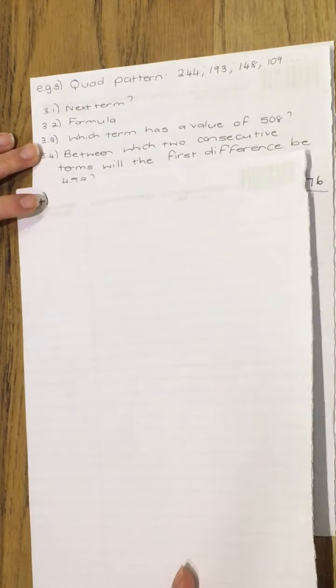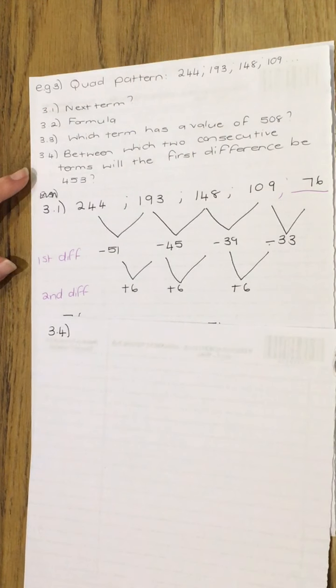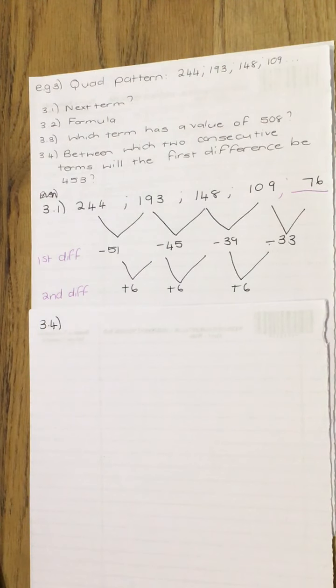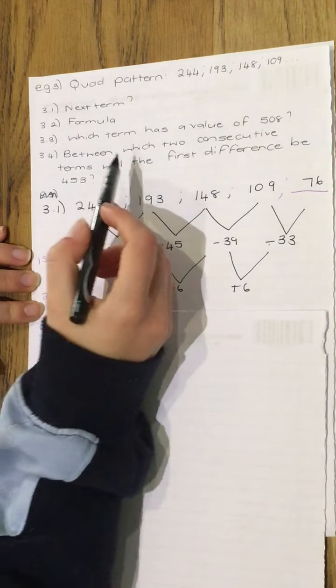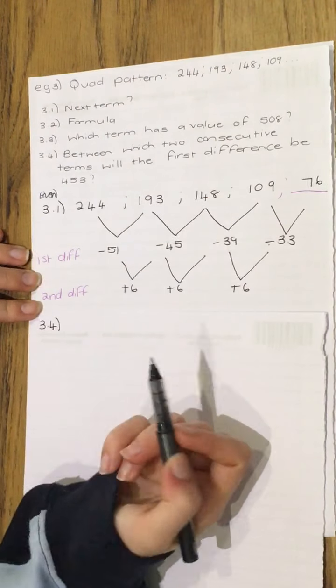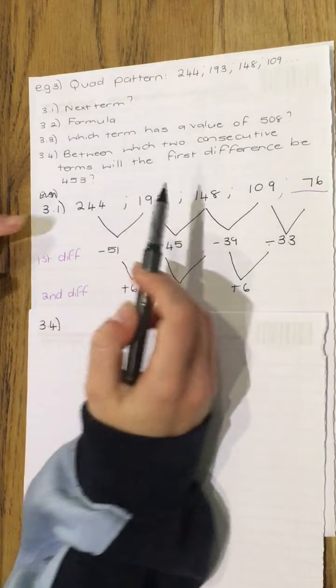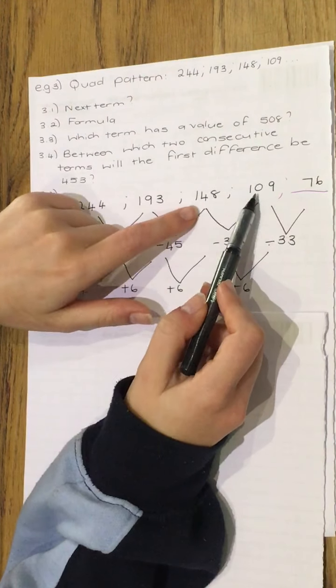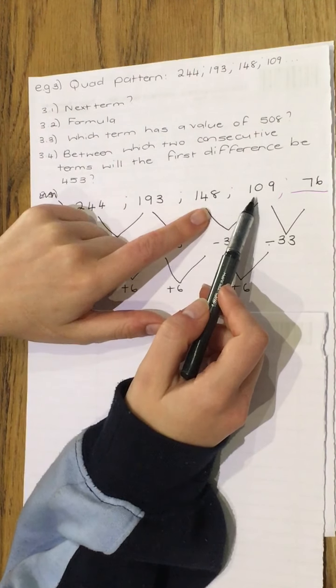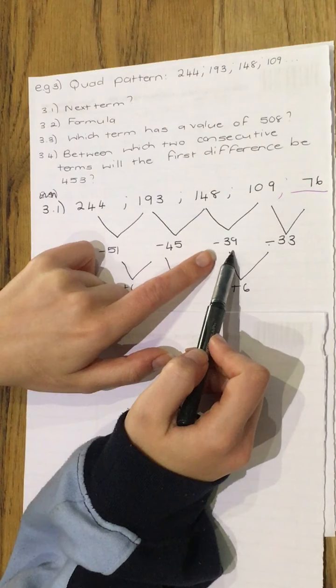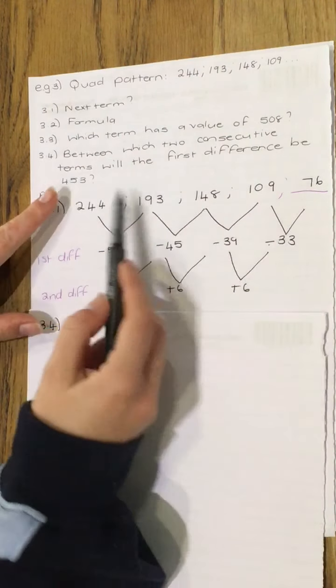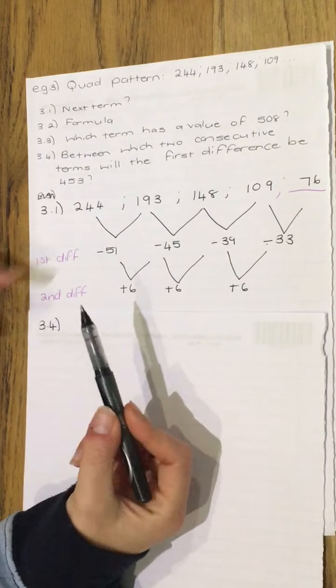Alright guys, this is a continuation of the question we were busy with. If you see here, the last question, 3.4, is asking: between which two consecutive terms will the first difference be 453? Remember, consecutive means one after the other. So between which two? This is 1, 2, 3, 4. Is it between 3 and 4 that the first difference will be 453? So we're trying to find out between which two numbers gives us 453 when we minus them.